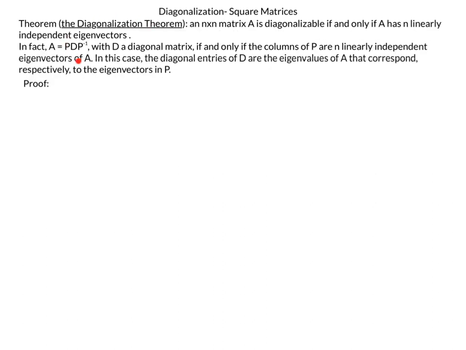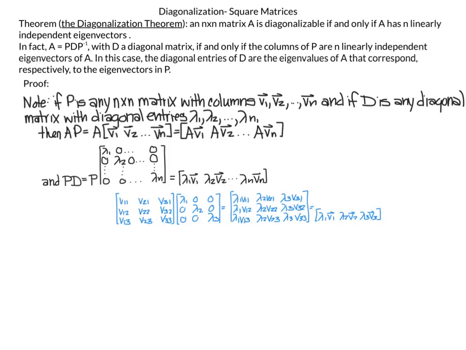I moved this theorem over here so I can do the proof. I'm not going to be doing the entire proof, but enough of the proof to get a feel for what's going on and how we're going to use the eigenvectors and eigenvalues to find P and D, or to construct P and D. And I have one note that I'm going to use in my proof, but let's review that before we get to it.